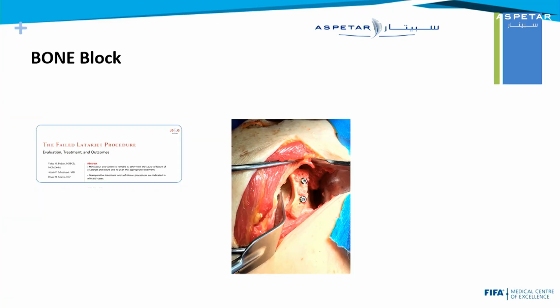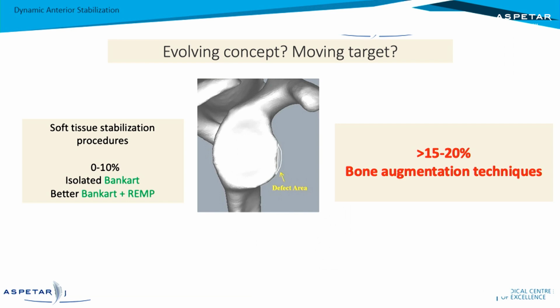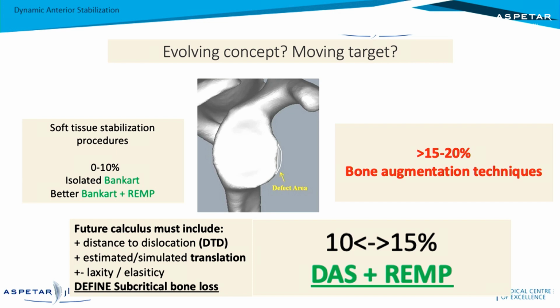Nowadays, bone block techniques have become very popular, especially in North America. I know the distal tibia is the best-fitting geometry to the glenoid that you can use. So the left side is, we say, the Bankart or Bankart remplissage. If it's more than 15-20, you can do a bone graft. But what do you do with subcritical bone loss? I started to perform the dynamic anterior stabilization procedure for subcritical bone loss. What is dynamic anterior stabilization?